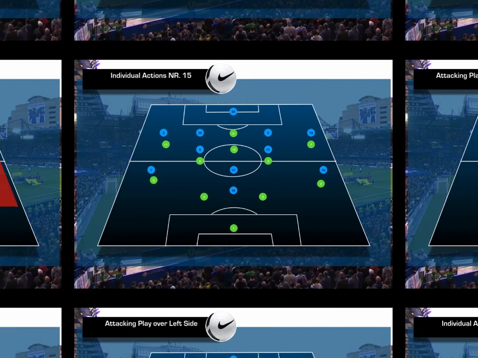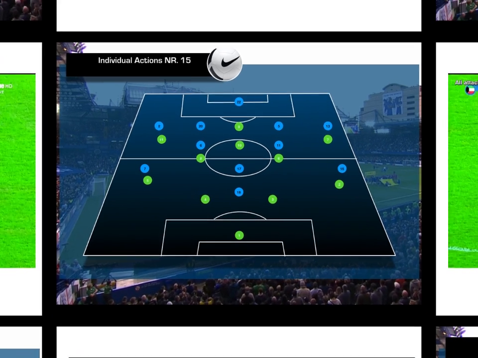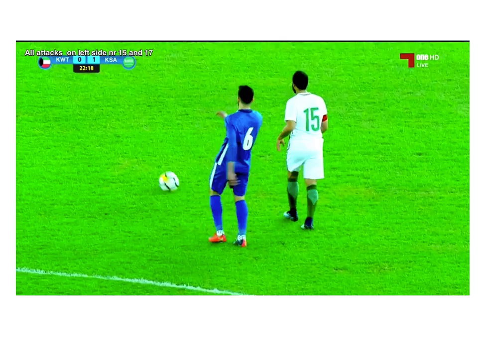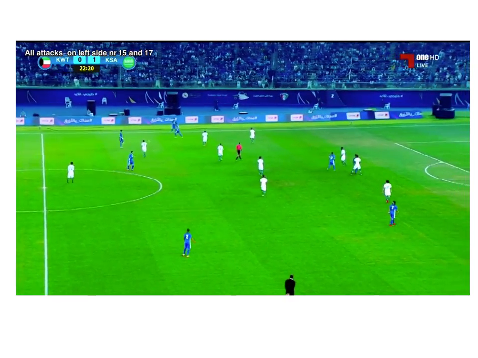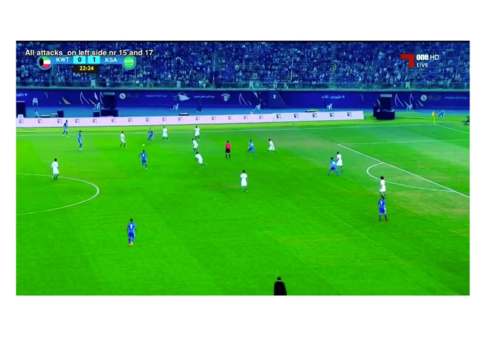I'll show you one clip. Oh, sorry, before I do that, number 15 is, in my opinion, their most creative player. He creates a lot of danger. You can see now in the next clip a combination of how they mainly attack on the left side, where they feel comfortable to play.